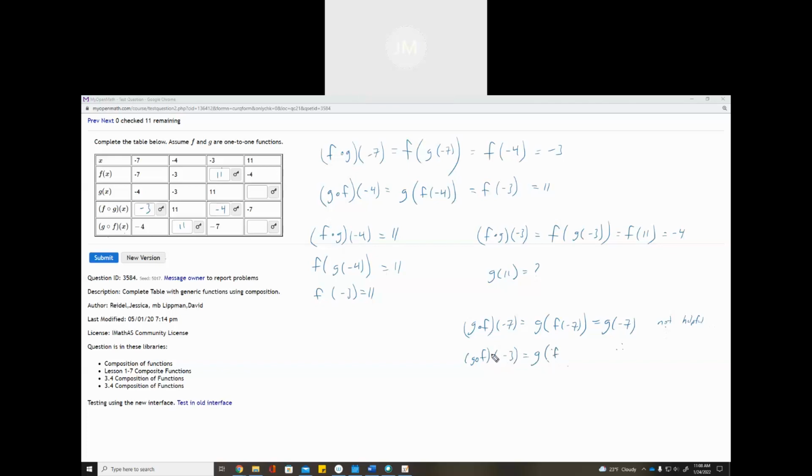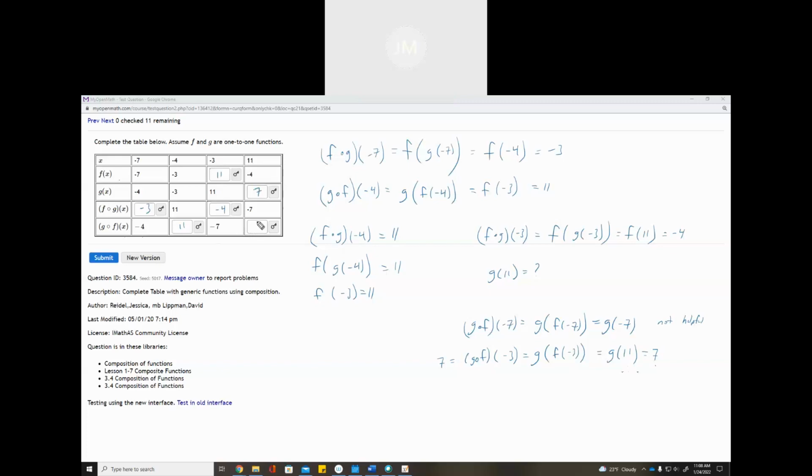So the negative 3 first goes into the f function. F, when I plug in negative 3, is 11. So f of negative 3 is 11. And so now I'm looking at a g of 11. And I know that g composed with f, when I plug negative 3 in for x, gives me 7. So that tells me that g of 11 is equal to 7. So I know that that's equal to 7.